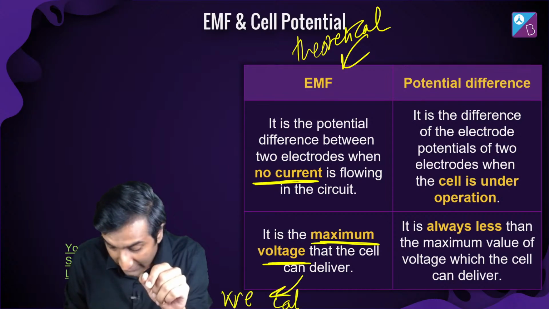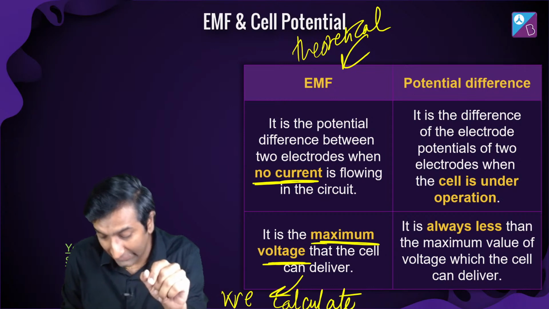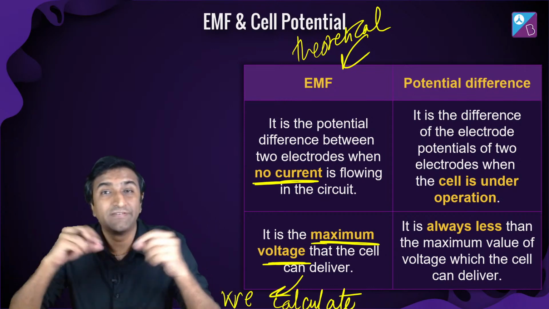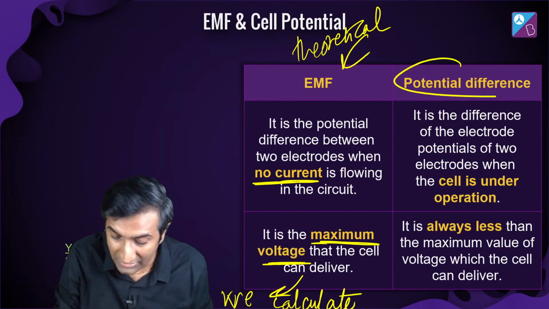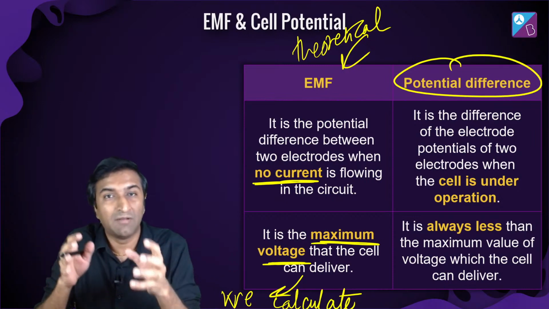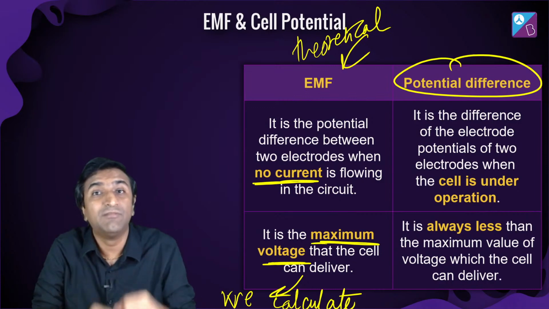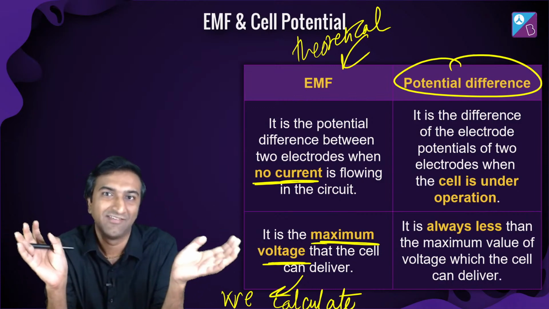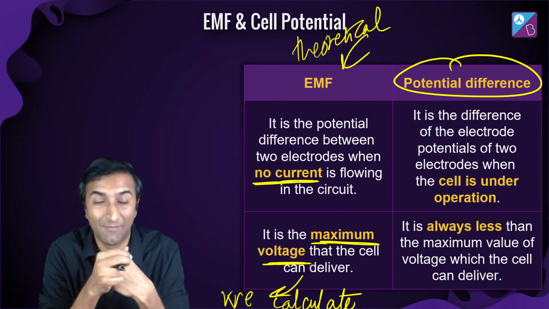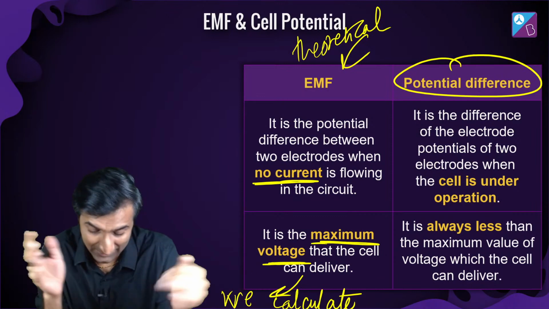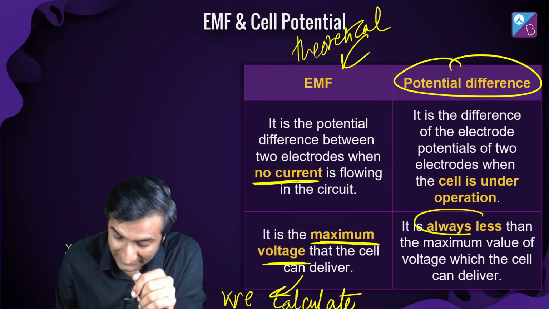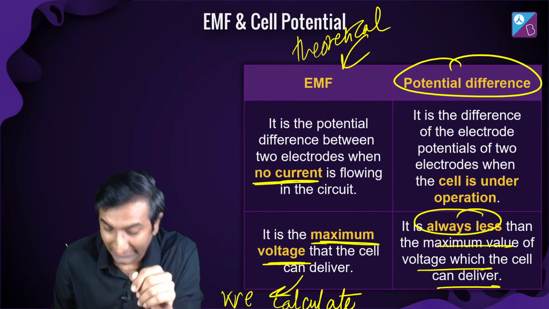Once you switch the cell on, once you connect all circuits and let electrons flow, the potential difference keeps decreasing until the point you reach equilibrium. At equilibrium, the cell dies. Yeah, death of a cell. I'm not being dramatic, that's what it's actually called. That's a scientific term. Here, it's always less than the maximum value of the voltage which the cell can deliver.